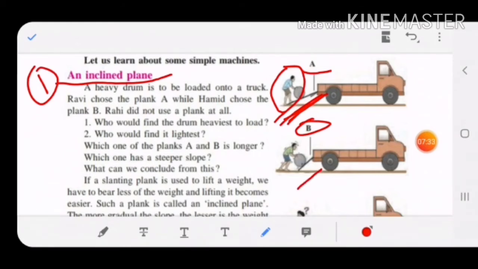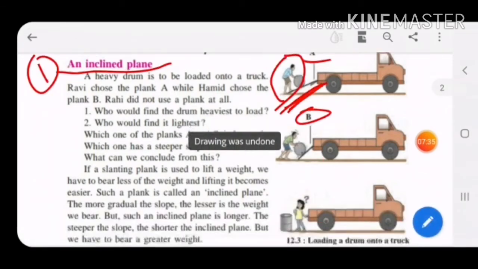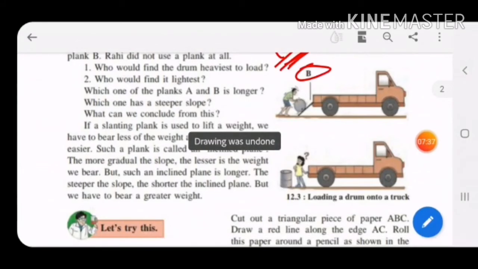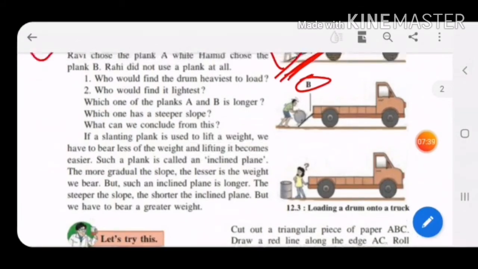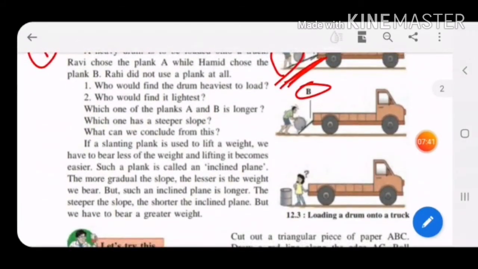Rahi did not use a plank at all. This third girl shown is Rahi. She did not use any plank. Now they are asking you the question, children. Who would find the drum heaviest to load? Who would find it lightest?